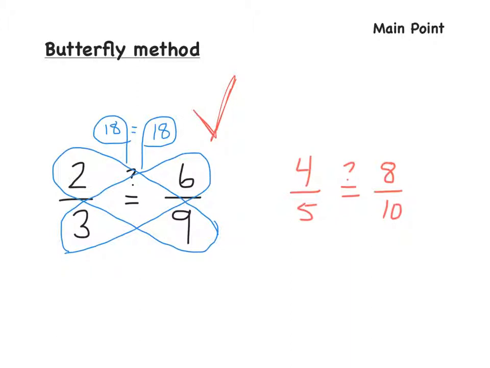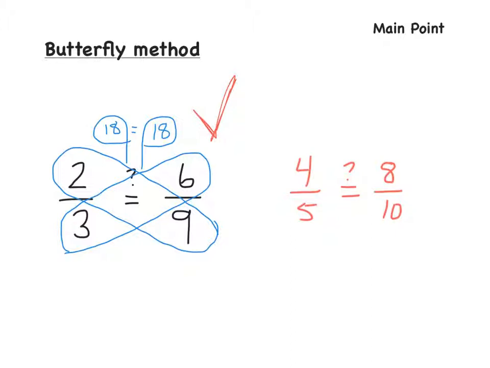Now, do you see why we call it the butterfly method? So, we have our wings, and then we have our little antennas. Well, with the antennas, remember, we have to multiply. We multiply 2 and 9. We multiply 3 and 6. If they're equal, they're proportionate. So let's look at the next one.